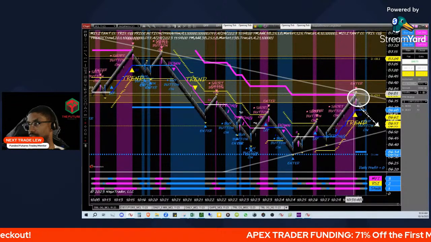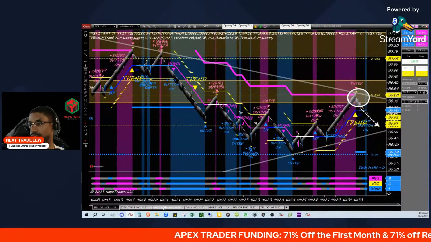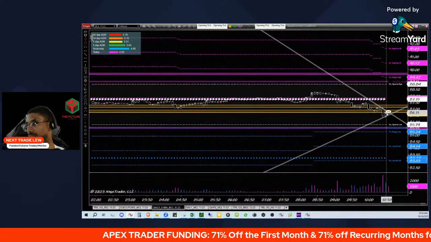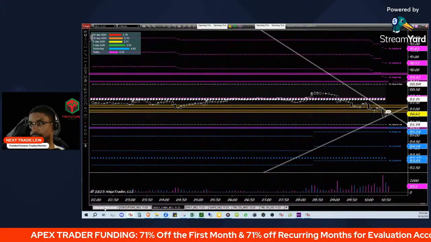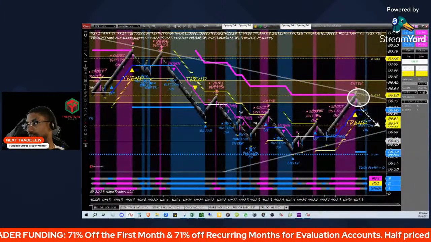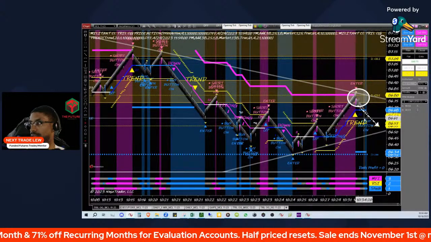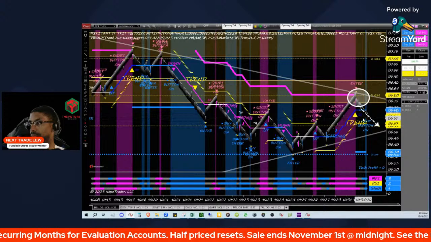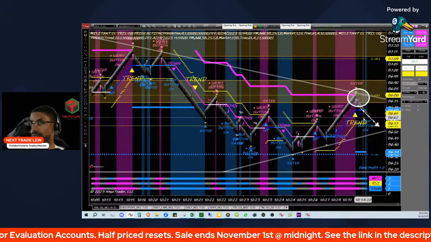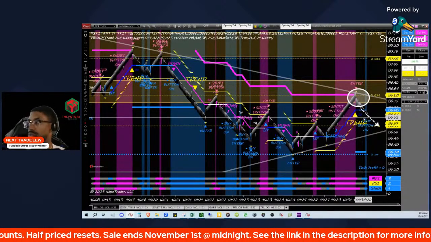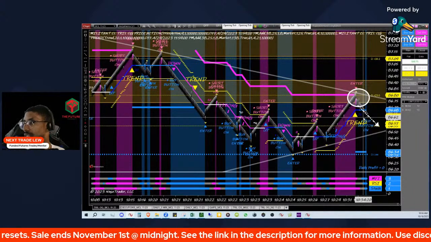Even though this said trend trade, if you look on the daily chart, we see that there was a fair value gap here. They built a fair value gap right in the middle, and now they're dumping right off that spot. That's just how that goes.